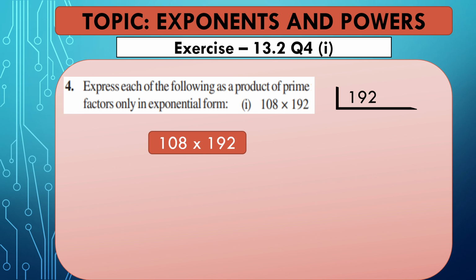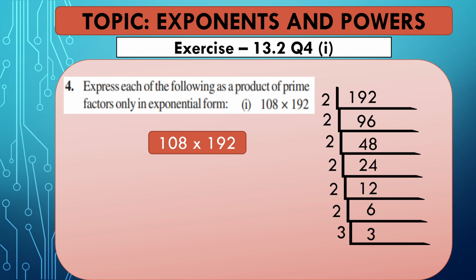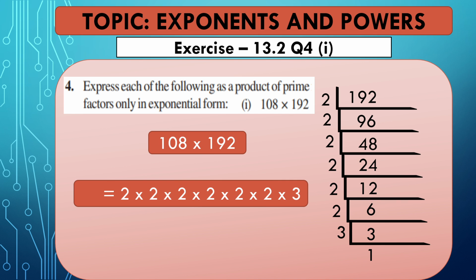First start from 2. You will get 96. 2, again 2, so you will get 48. Now when you divide, you will get 24. Again when you divide, you will get 12. Again you will get 6. Again you will get 3. Now take 3 as the prime factor. 3 1s are 3.